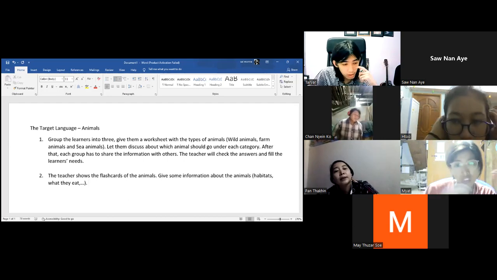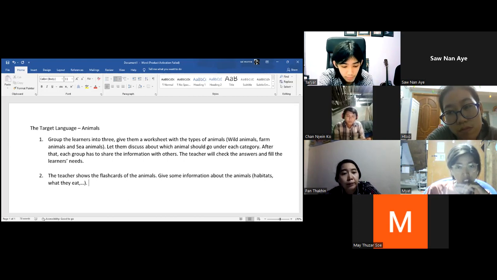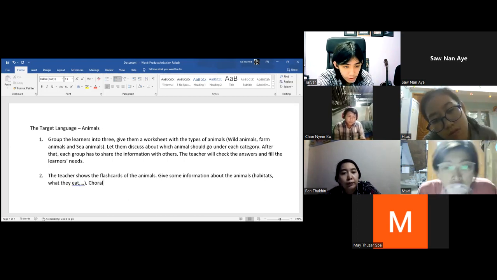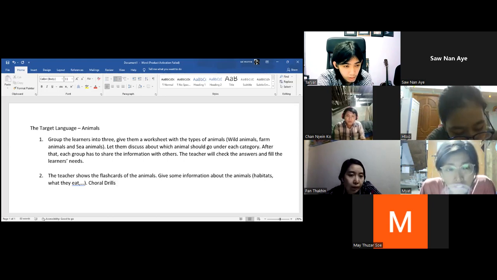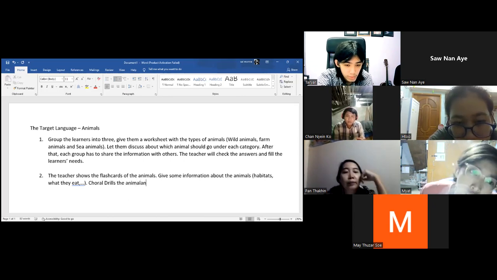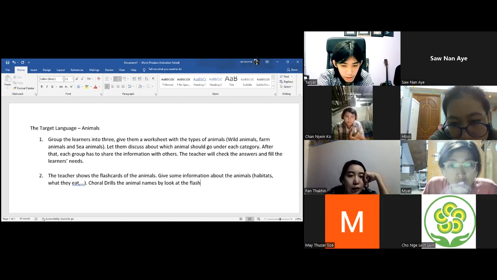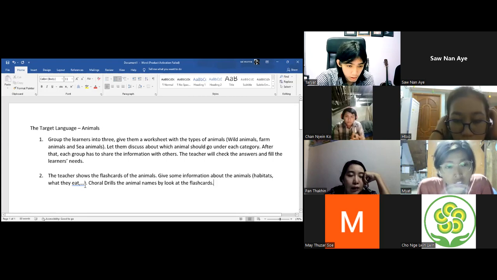Or speaking. What animal is it? And they repeat after you, so by using choral drills or something. Yes, choral drills. And then we can also use what they eat, etc. The animals' names, right? Yes, the animal names, by looking at the flashcards. Yeah, that's nice.